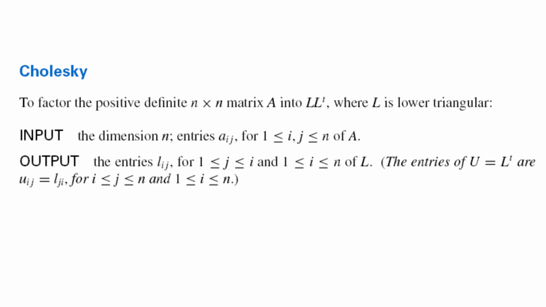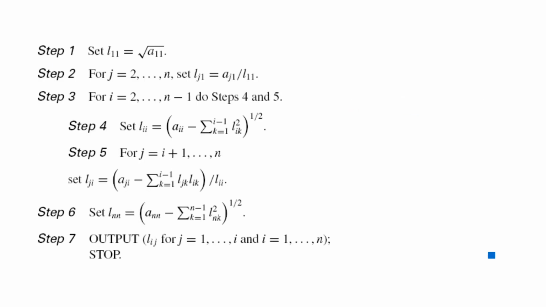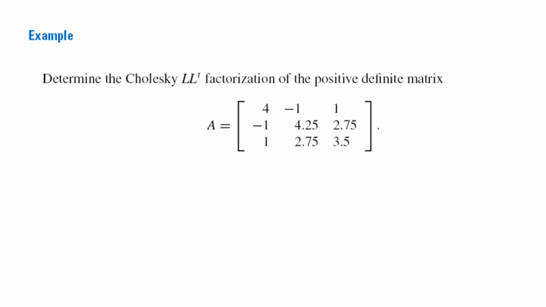Factor the positive definite matrix A into L L transpose where L is lower triangular. The same thing is given here. Determine the Cholesky L L transpose factorization of the positive definite matrix A. A is a positive definite matrix. We will calculate the matrix.